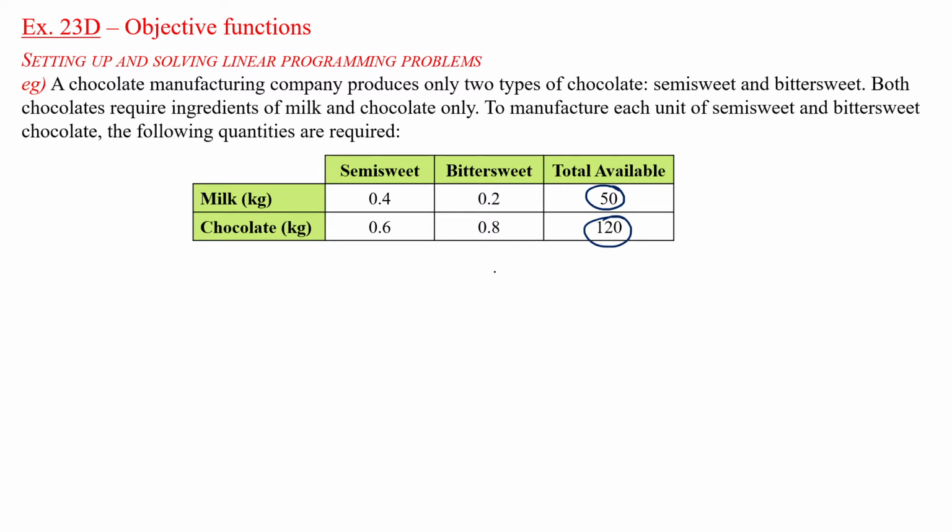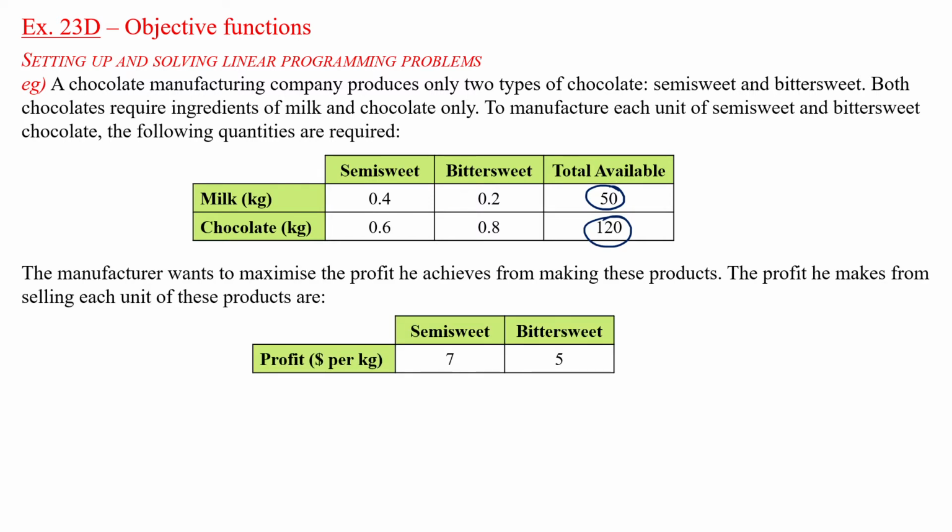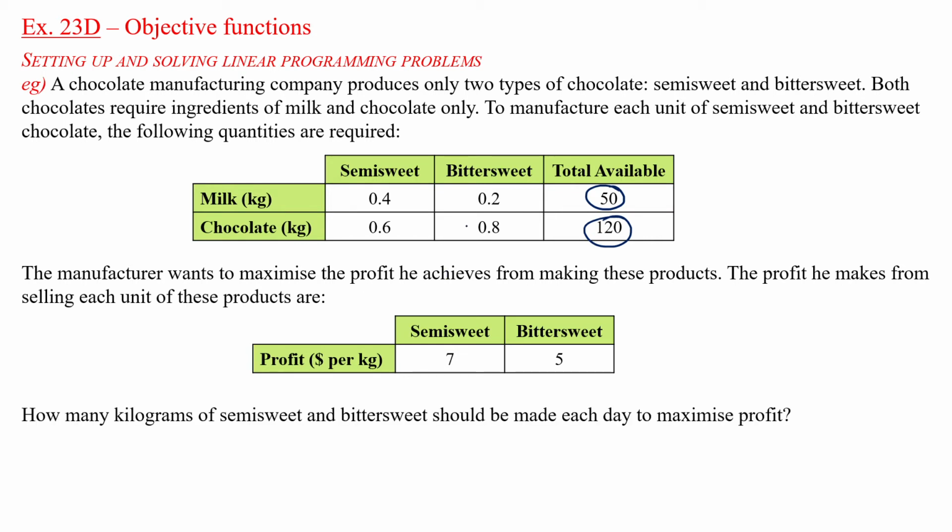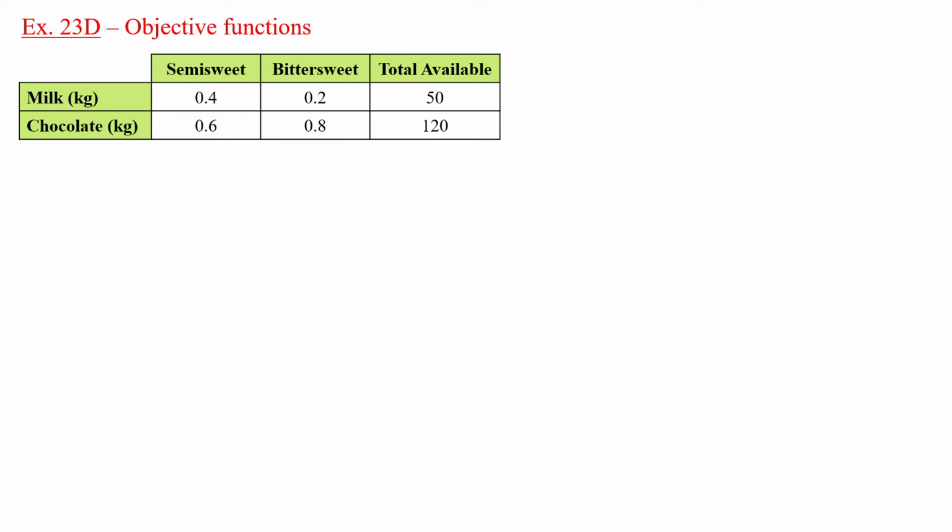All right. The manufacturer wants to maximize the profit he achieves from making these products. From selling each of these products, he earns $7 per kilo of semi-sweet chocolate and $5 per kilo of bittersweet. So that's what's being represented in the table there. We need to decide how many kilograms of semi-sweet and bittersweet should be made each day to maximize his profit. So, really big question, lots of information. We're going to need this information, so the data that was given first, we need that first.